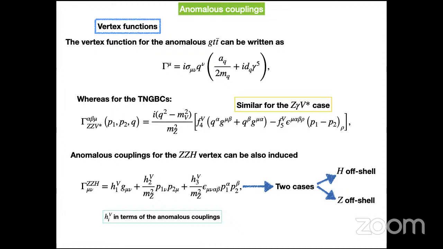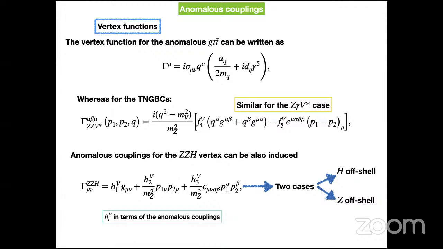This term corresponds to the chromomagnetic dipole moment, and this to the chromoelectric dipole moment. For the triple neutral gauge boson couplings, the vertex function can be parameterized in terms of 2 form factors, F4 and F5. Here I show the case for 2 real Z bosons, but for the other case that I mentioned before, we have a very similar parameterization.